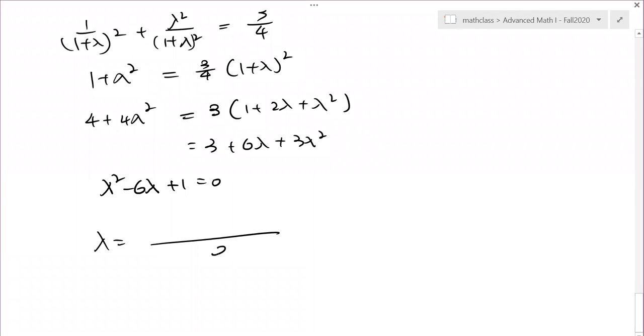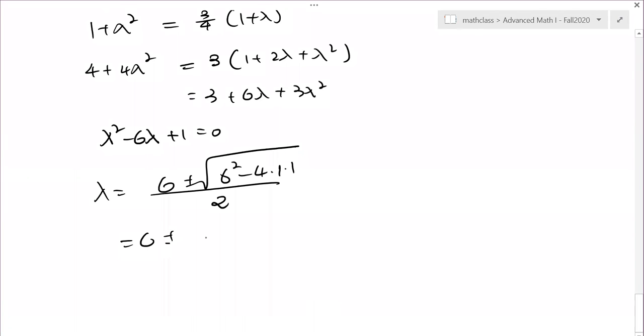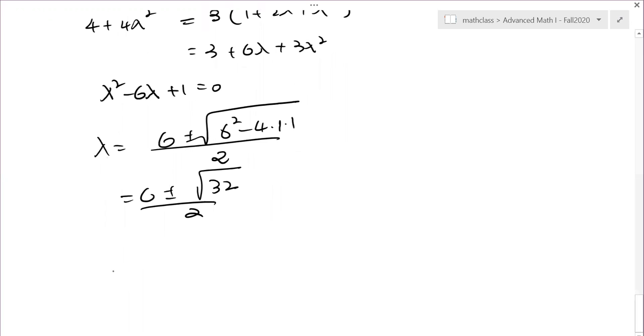Lambda equals 6 plus or minus the square root of 6 squared minus 4ac. So you get 6 plus or minus the square root of 36 minus 4, which is 32. But anyway, you choose lambda to be less than 1. So the answer lambda should be equal to 6 minus the square root of 32. Otherwise, it's bigger than 1. Lambda must be the smaller number. So you determine the number.